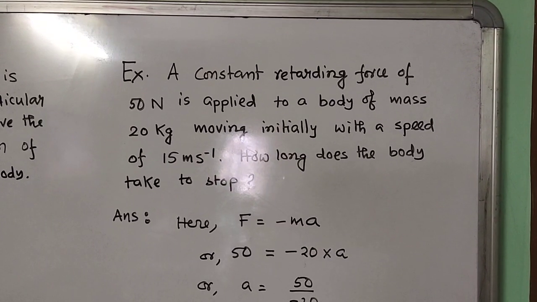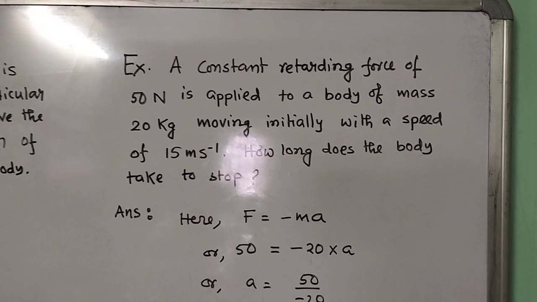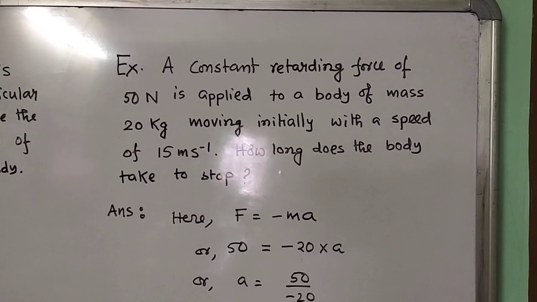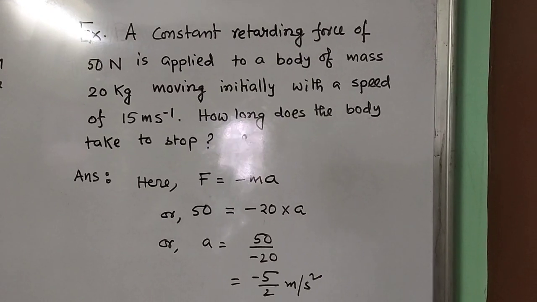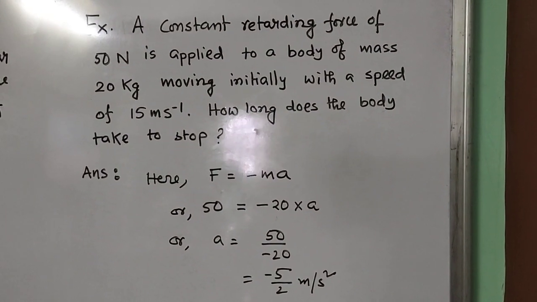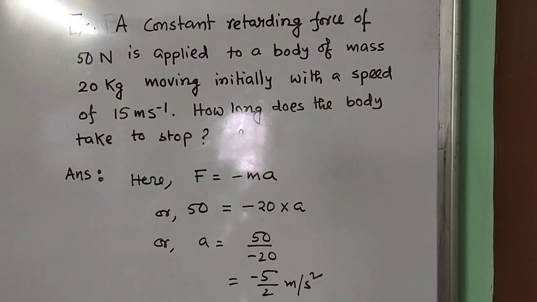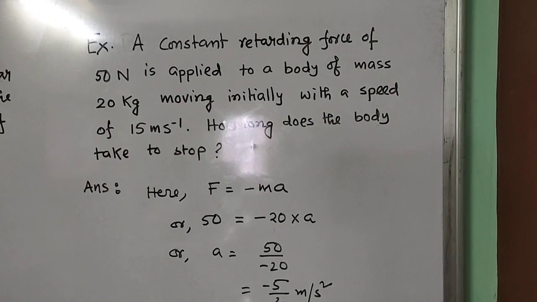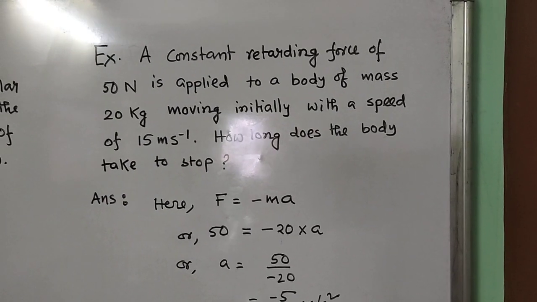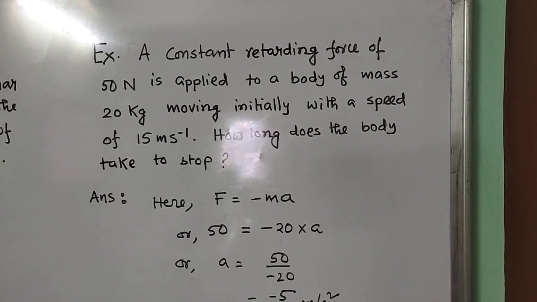A constant retarding force of 50 Newton is applied to a body of mass 20 kg moving initially with a speed of 15 meter per second. How long does the body take to stop? So you have to find out time. Initial speed is given, 15 meter per second, mass is 20 kg and force applied is 50 Newton.